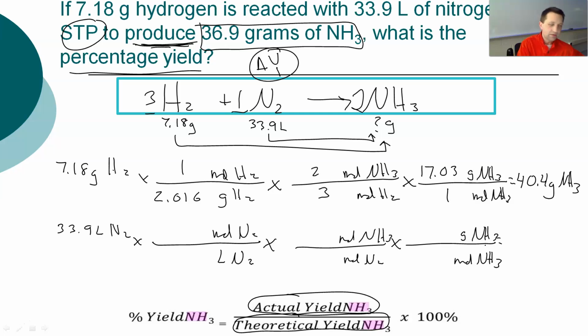I'm at STP, that's really nice, so I know in 1 mole of nitrogen I have 22.4 liters of gas. Next step, coefficients from the balanced chemical equation. There's a 1 next to N2, and there's a 2 next to NH3, and the last step is the same, 17.03 grams of NH3 over 1 mole of NH3. Plug it into my calculator, I get a total mass, theoretical mass, of NH3 of 51.5.